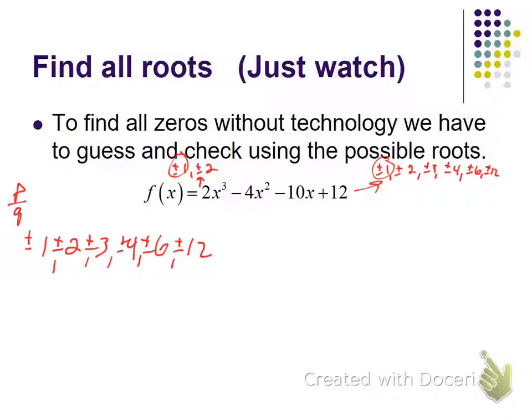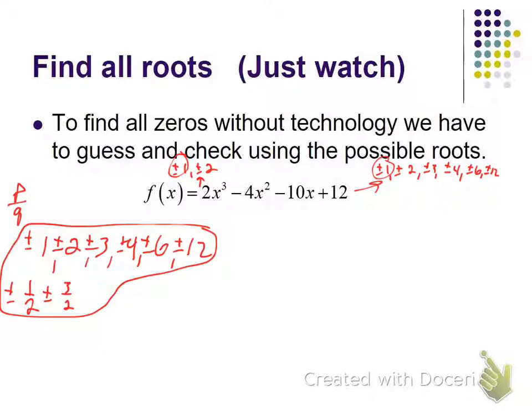Then we got to go back through with those same factors of 12 and put them all over 2. So we'd have 1 over 2. Then we'd have 2 over 2, which is just 1, and we already have a 1 right there, so we don't have to worry about doing that. 3 over 2 would be a possible, and these are all plus or minus as well. And then 4 over 2 is 2, we already have 2. 6 over 2 is 3, we already have 3, and 12 over 2 is 6, we already have 6. So these are all of your possible solutions, all of your possible zeros. There's 16 of them there.